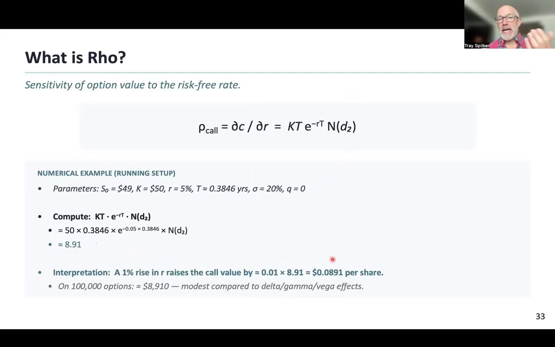So in the case of 100,000 underlying shares, this is equivalent to 8,900 bucks and change, which is a relatively modest change compared to the other effects, delta, gamma, and vega. So we tend to focus more on delta, gamma, and vega. Most traders really only worry about rho for really long dated options, when the cumulative effect of discounting really matters.